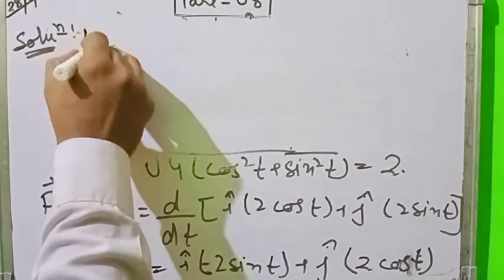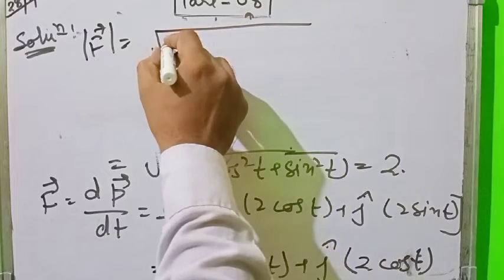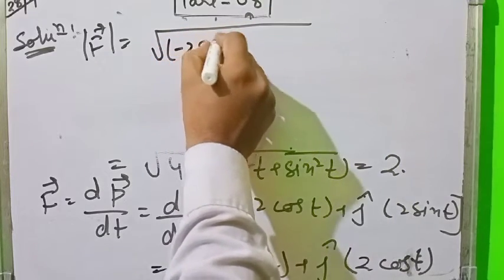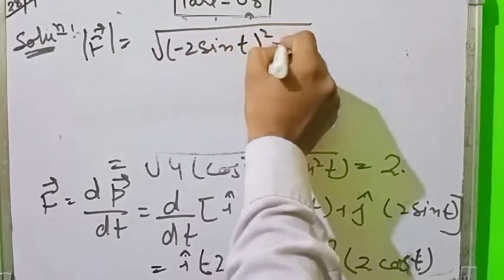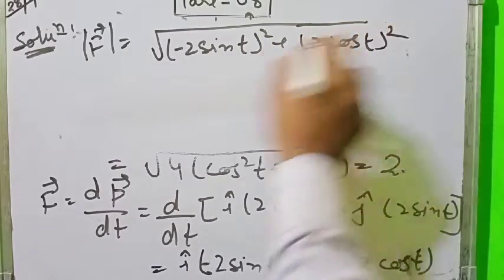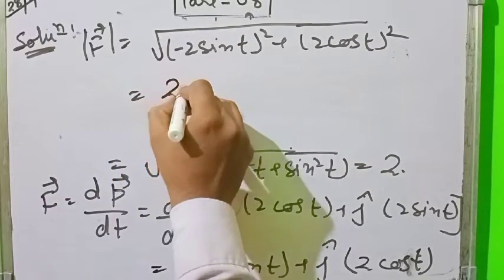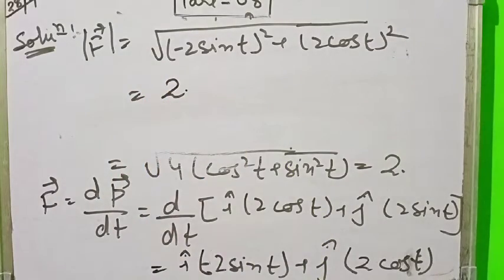Magnitude of force F is equal to under root of (minus 2 sin t) whole square plus (2 cos t) whole square, and on solving it, you get the value 2. Now according to the question, what is the angle between F and P at a given time? So you have to find the angle.